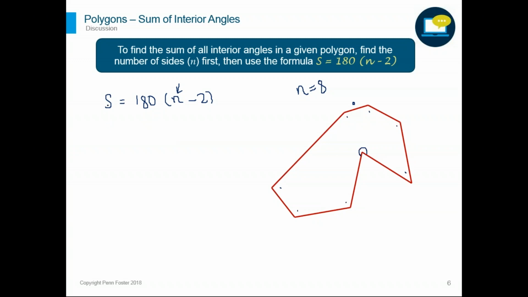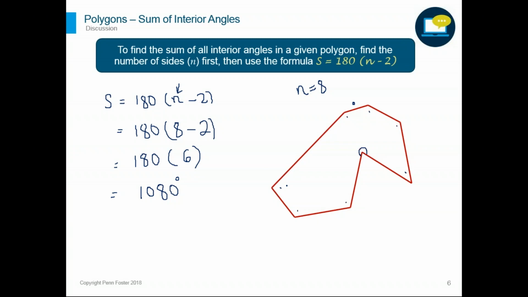Use the formula. The sum equals 180 times 8, because that's the n, minus 2. A common mistake is that students would multiply 180 times 8 and then subtract 2. That is incorrect. With the order of operations, we need to consider the parentheses first and then we multiply. So we're going to evaluate this expression by doing the subtraction first inside the parentheses. 8 minus 2 is 6. And then we multiply the 6 times 180, and that will give you 1,080 degrees as the sum of all interior angles in an octagon.